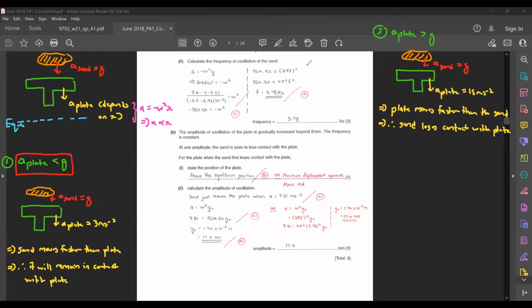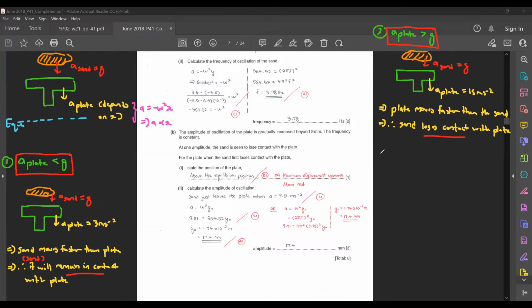Okay, so these are two of the extreme cases you can consider first. When your plate acceleration is less than g, sand will remain in contact with the plate. But when the acceleration of your plate is more than g, your sand will lose contact with the plate. Okay, so what about the point where the sand just starts to lose contact with the plate? If you're talking about the point where the sand starts to lose contact with the plate, it ought to be where the acceleration of the plate equals g itself.